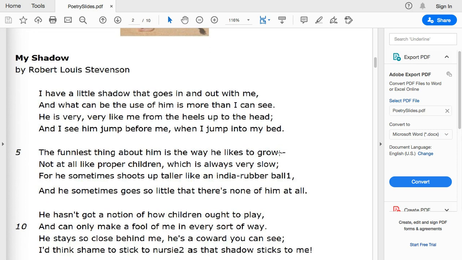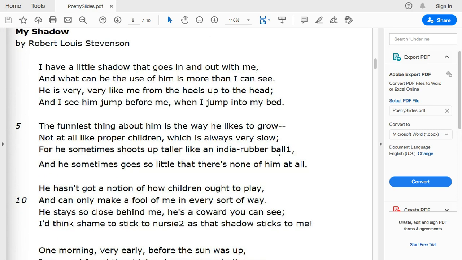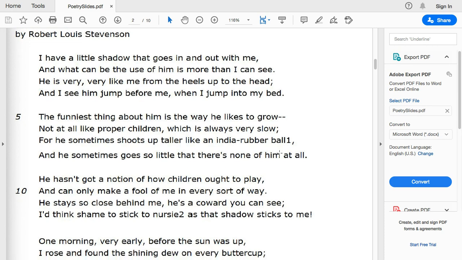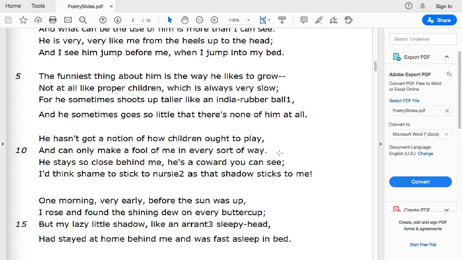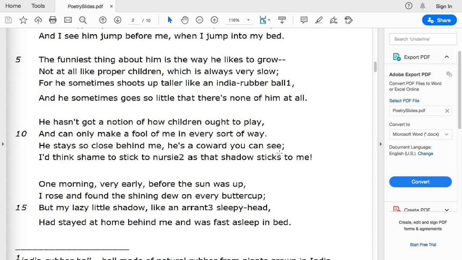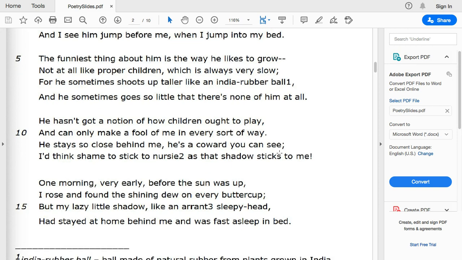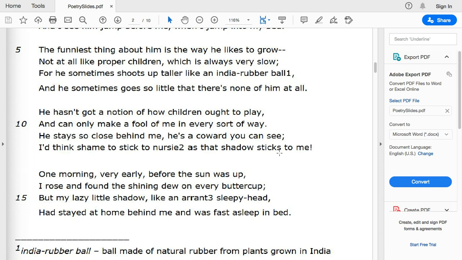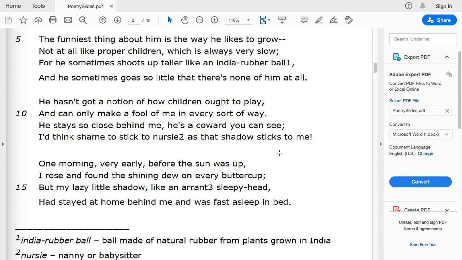I have a little shadow that goes in and out with me, and what can be the use of him is more than I can see. He is very, very like me from the heels up to the head, and I see him jump before me when I jump into my bed. The funniest thing about him is the way he likes to grow, not at all like proper children, which is always very slow. For he sometimes shoots up taller like an India rubber ball, and he sometimes goes so little that there's none of him at all.